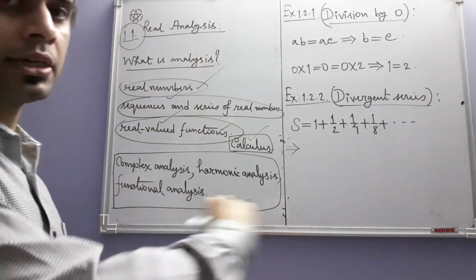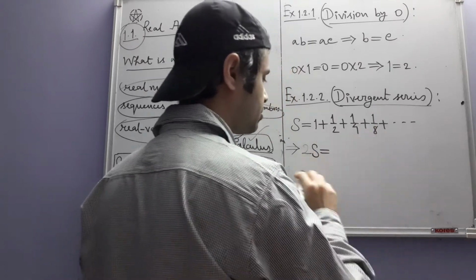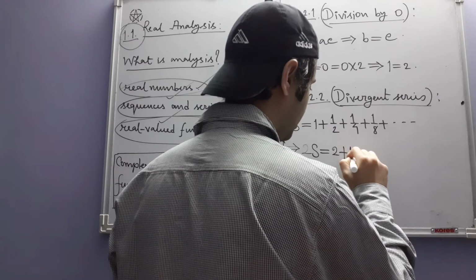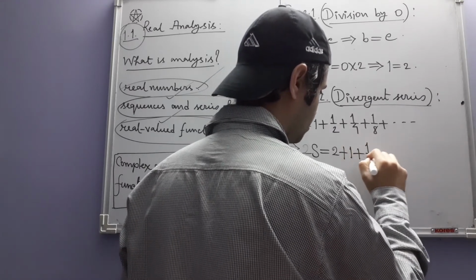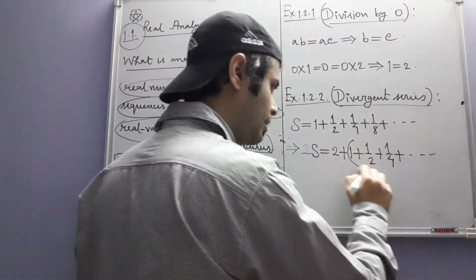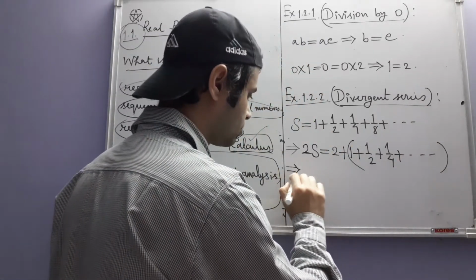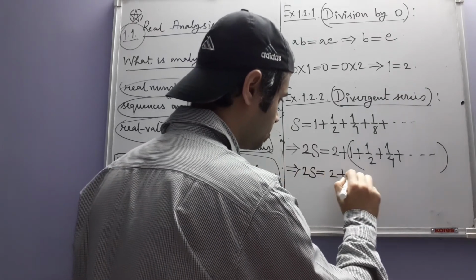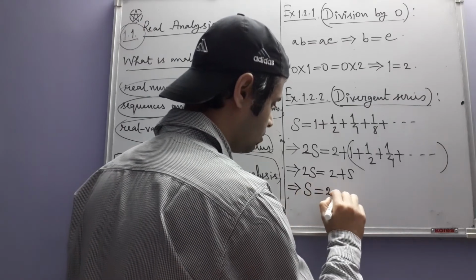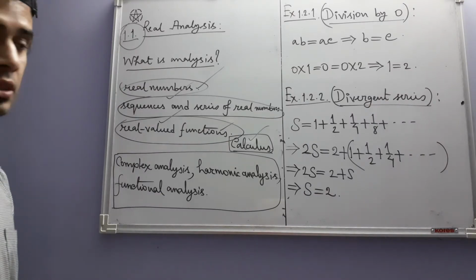We multiply both sides by 2. So we get 2s is equal to, so what do we get here? 2 plus 1 plus 1 by 2 plus 1 by 4, etc. You can see that this part is actually again s. So this gives us 2s is equal to 2 plus s, or this implies s is equal to 2. So that's how we find the sum of a geometric series like this.